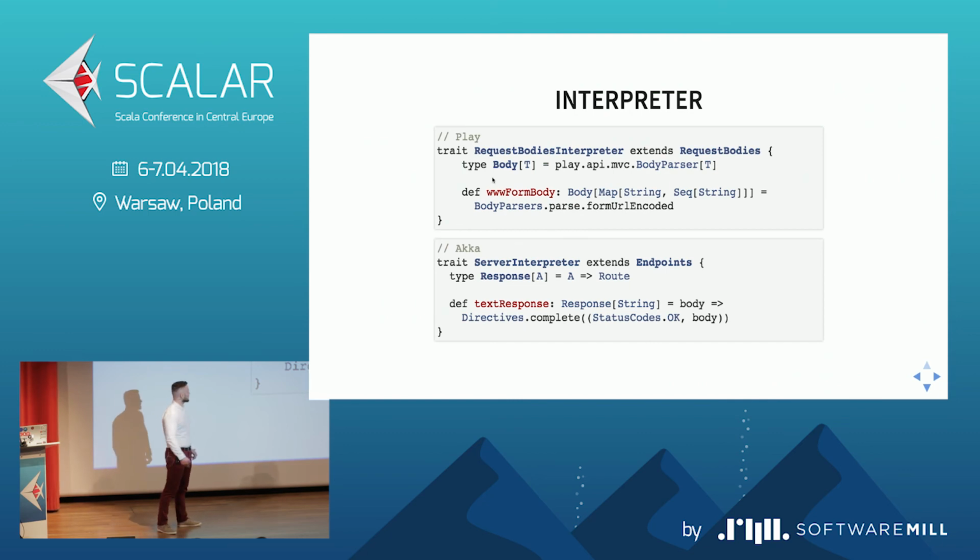So the second example, here we want to use akka-http, and we want to interpret what is a response. So we say that response is basically a function from A to root. So as long as we can get type A, we can complete the request. And what is a text response? It's just a function that takes the body, and it completes handling of the request with status code OK and a body. Simple as that.